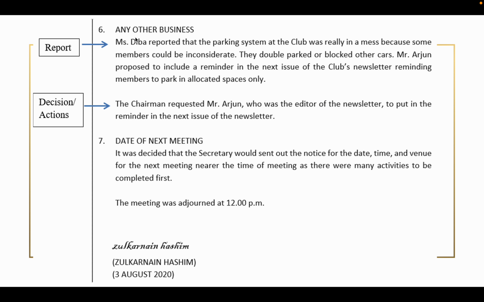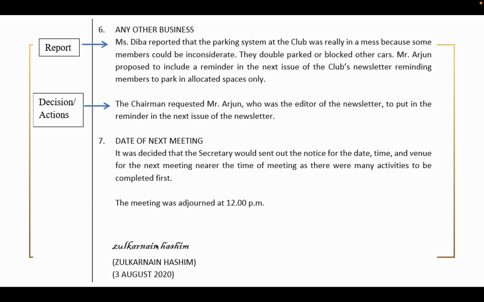This is for any other businesses. You can create a narrative here, but obviously you have to follow the script. And then for the next meeting, you can say that the next meeting will be in one month's time, for example. The final line here indicates when the meeting ended. So the meeting was adjourned at 12 p.m., full stop, and please make sure that the information tallies. If you start at 12 p.m., it wouldn't be very logical if you also end at 12, isn't it? So you have to make sure that every piece of information is very consistent.